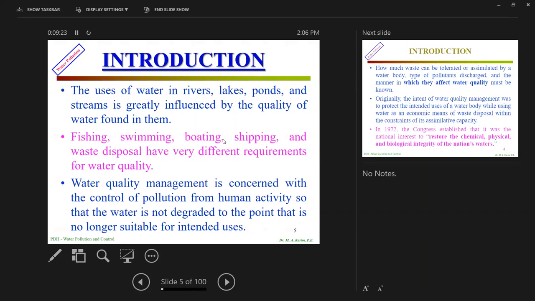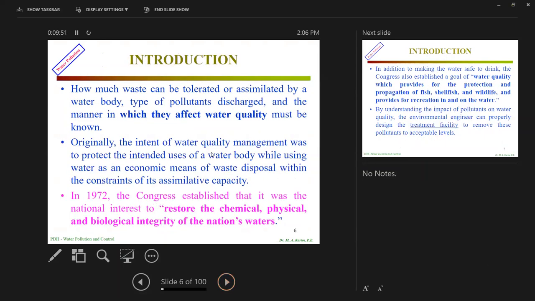So water quality management is concerned with the control of water pollution from human activity, so that the water is not degraded to the point that it is no longer suitable for its intended usage. Meaning different parameters, we'll discuss the different pollutants and other things like that. If it is there at a certain level or certain limits, certain concentration, then it may not be suitable for any purpose of usage. So this is another reason for water pollution control.